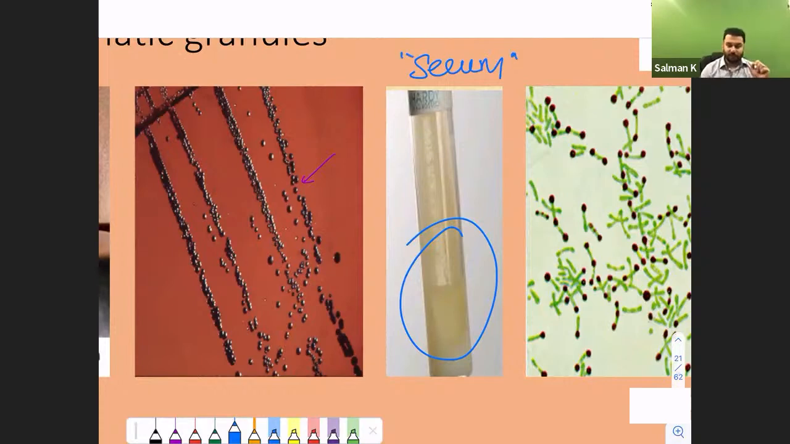Then what is the advantage of using this? It's fast. The growth is faster. The visible growth is seen within 6 to 8 hours only. Within 6 to 8 hours, we see the visible colonies of this organism.